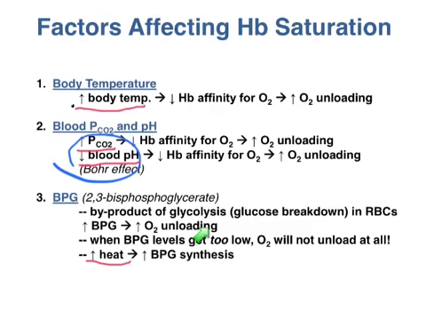The more metabolically active your tissue is, the warmer it is, the more carbon dioxide you have, the more BPG you have, the more oxygen your hemoglobin is going to release. It's kind of a nifty system.